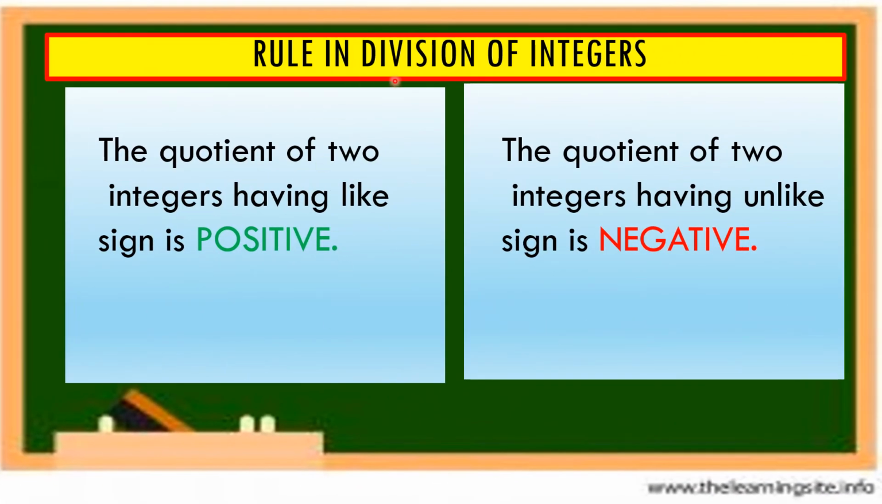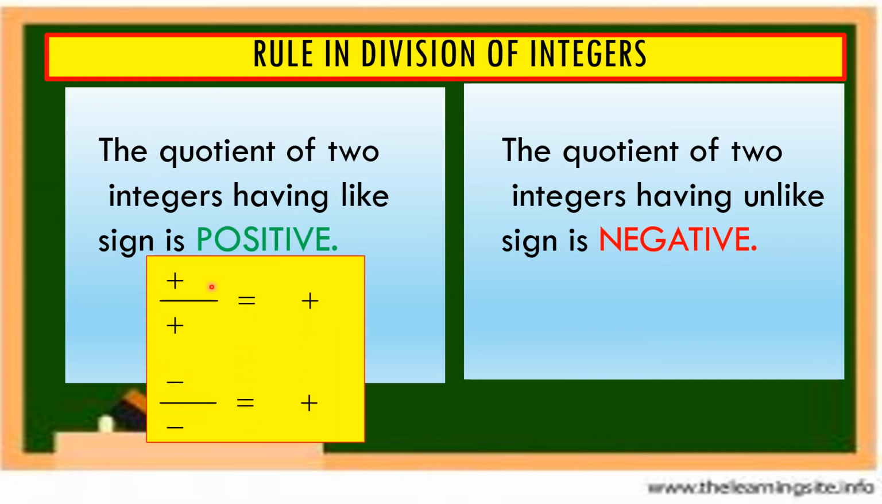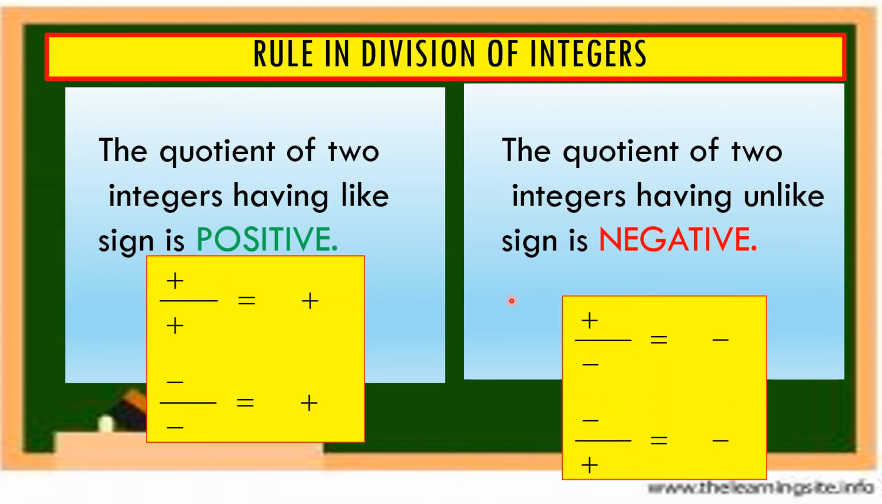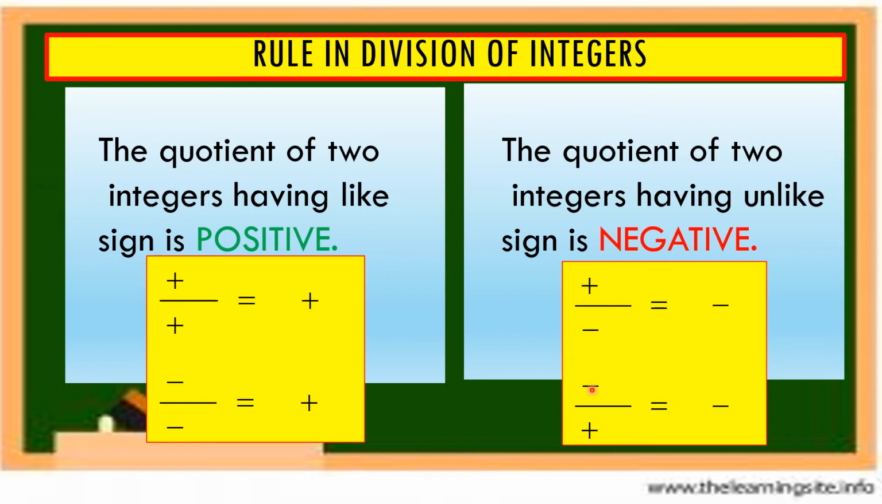We have division of integers. The quotient of two integers having like sign is positive. And the quotient of two integers having unlike sign is negative.